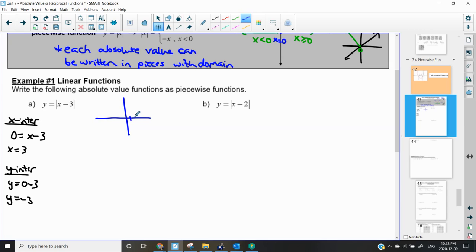And I'm just going to be marking my key points. So it's not going to be a very detailed graph, but I have an x-intercept at 3, and a y-intercept at negative 3. And then we'll sketch that graph. Now, using a straight edge would be helpful just to make sure those lines are nice and neat.